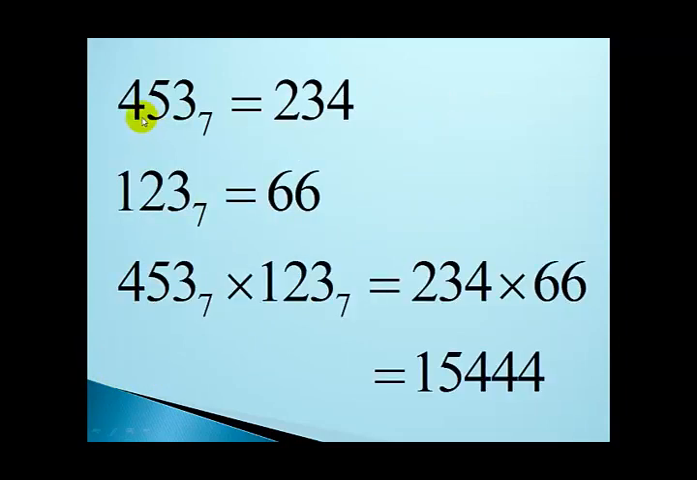Now 4, 5, 3 base 7 is equal to 2, 3, 4 base 10. And 1, 2, 3 base 7 has also given us 66 base 10. And so from the question, we are supposed to multiply 4, 5, 3 base 7 by 1, 2, 3 base 7. And therefore, because we've now converted to base 10, we multiply 2, 3, 4 by 66. So 2, 3, 4 times 66 is equal to 15444.